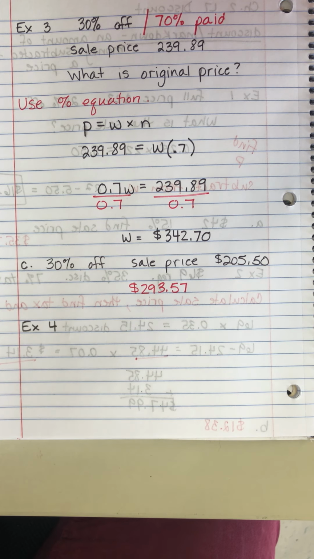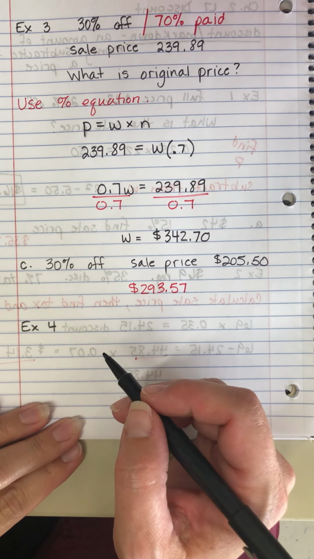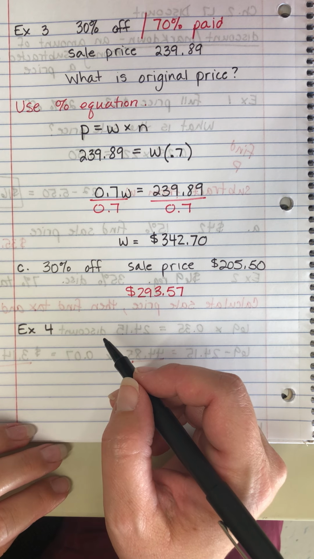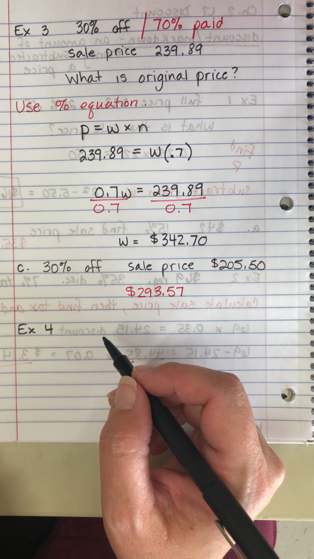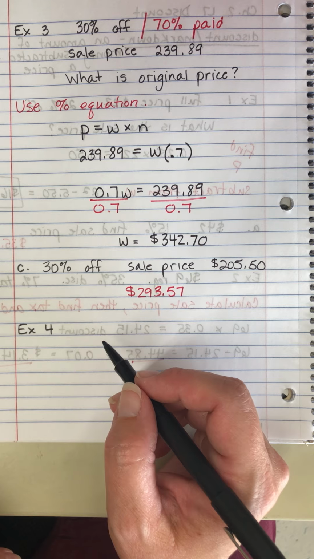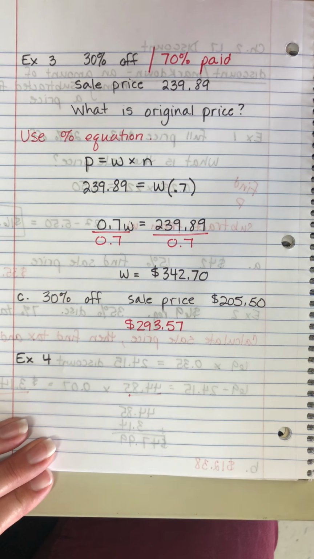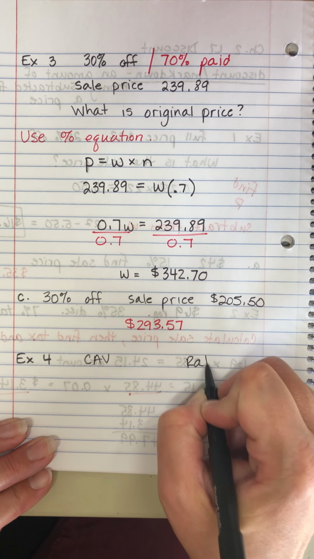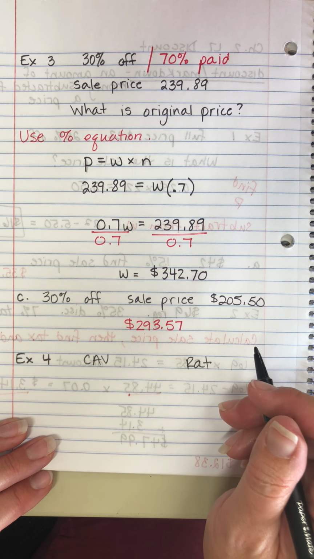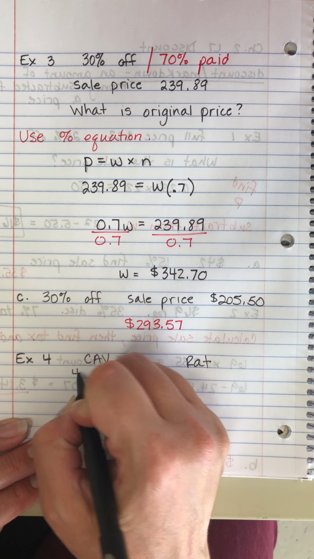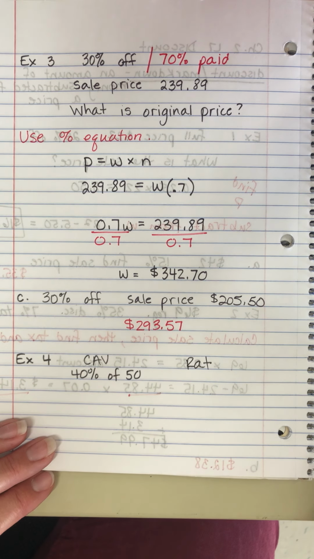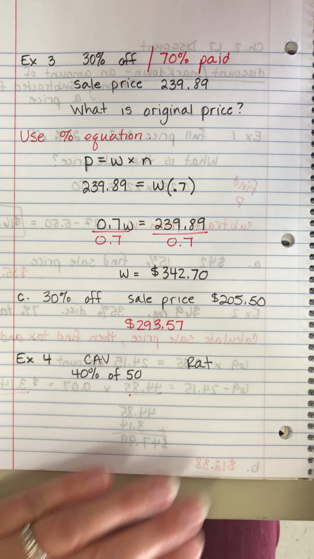Clothes R Us and Ratcliffe's are having sales. At Clothes R Us, a pair of sneakers is on sale for 40% off. At Ratcliffe's, the same brand of sneakers is discounted by 30% off, and it's $40. Which store has the better sale price? Okay, so we're comparing two things. We've got Clothes R Us and we've got Ratcliffe's. At Clothes R Us, we've got 40% off of 50.